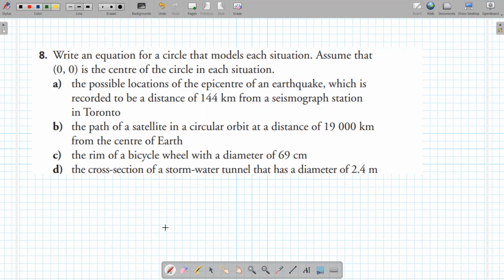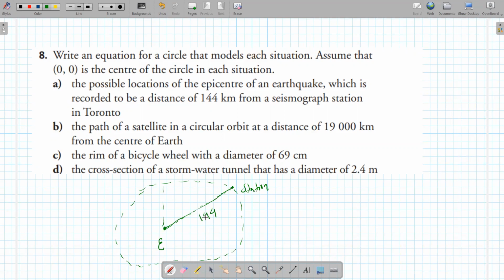Okay, so let's say this is your epicenter, and let's say this is the station, right? An epicenter goes in all ways. You see this? That station is simply on the part of the circle, like this. So that means this distance here is going to be 144.